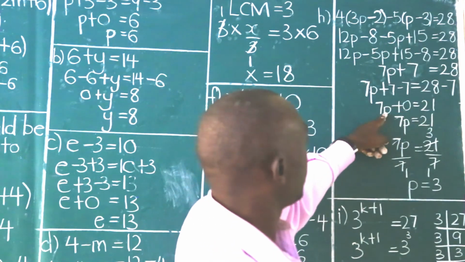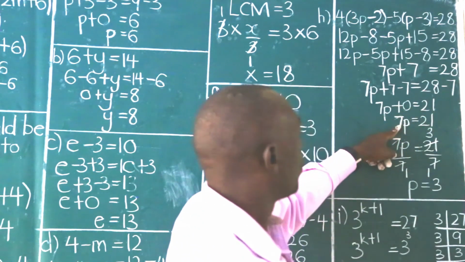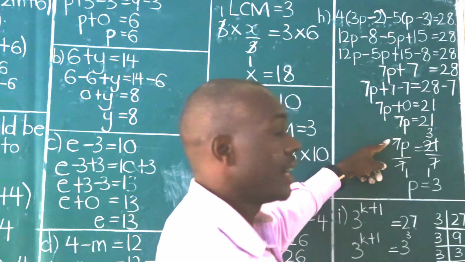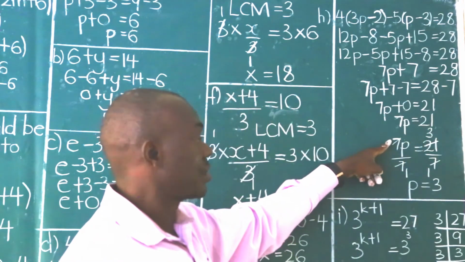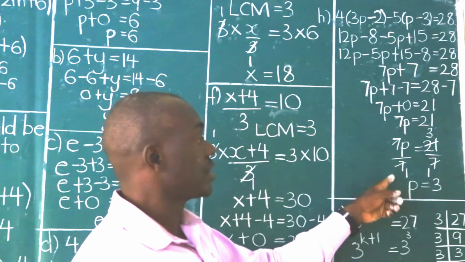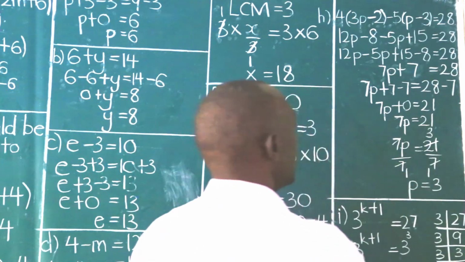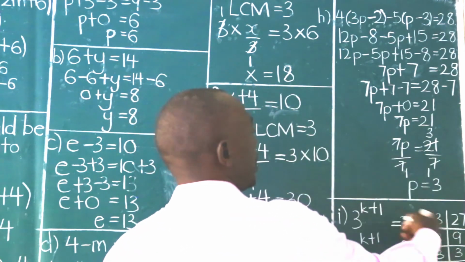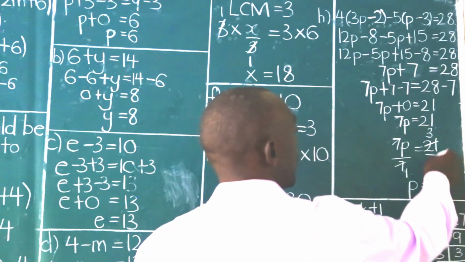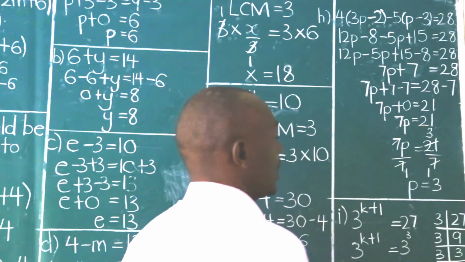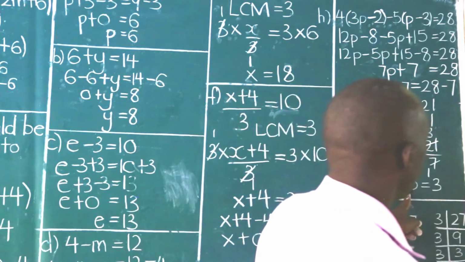That is 7p plus 0 is equal to 21, where 7p is equal to 21. Now we're going to divide either side by 7. That's 7p divided by 7 is equal to 21 divided by 7. 7 divided by 7 is 1, and 21 divided by 7 gets 3. Thereby getting p is equal to 3.